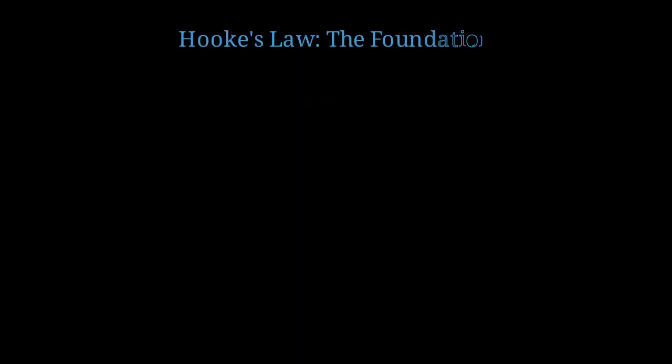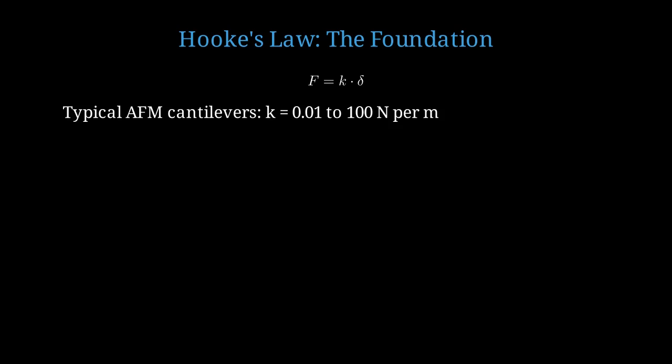The cantilever obeys Hooke's law. Just like a macroscopic spring, the force equals the spring constant times the deflection. F equals k times delta, where F is force in newtons, k is the spring constant in newtons per meter, and delta is deflection in meters. Typical AFM cantilevers have spring constants ranging from 0.01 newtons per meter for soft biological samples up to 100 newtons per meter for hard materials like ceramics.